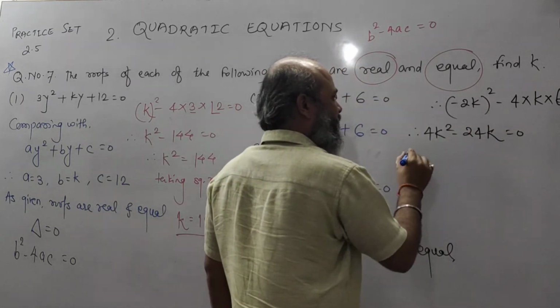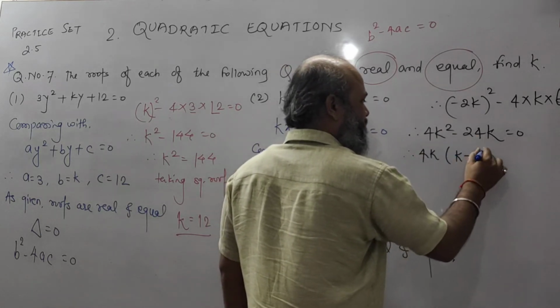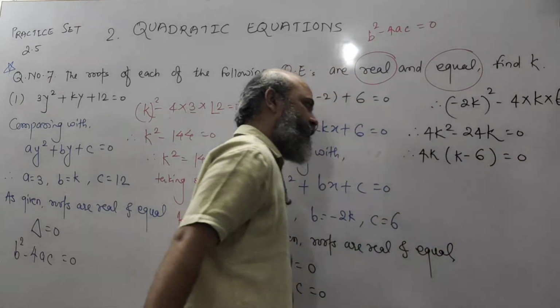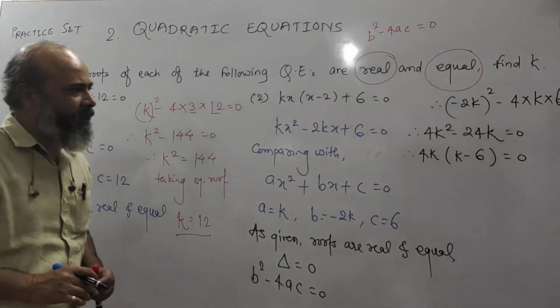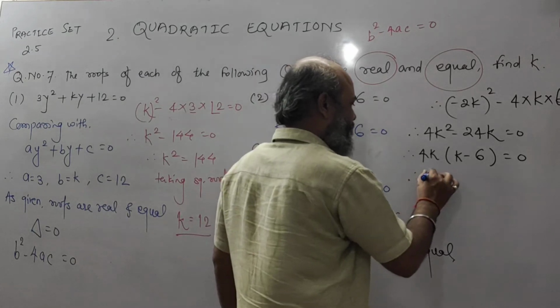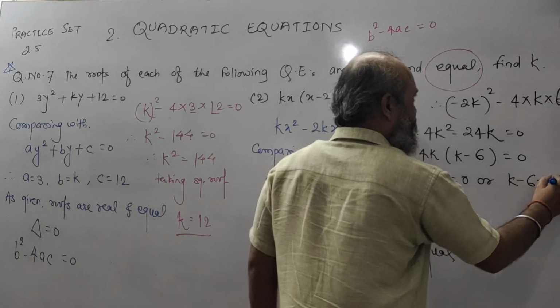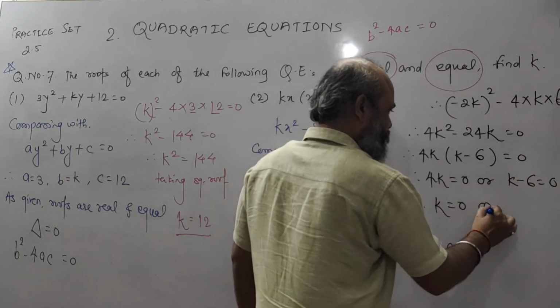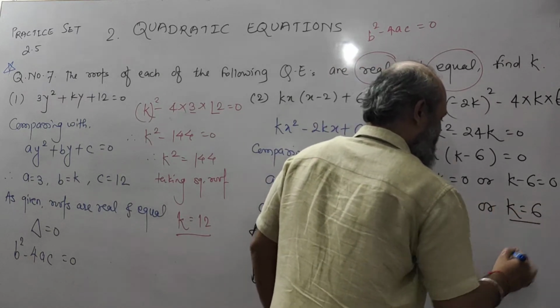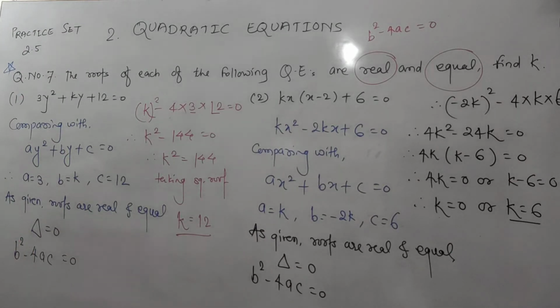So what is common in this? You will take 4k as common. You will get 4k into k minus 6 is equal to 0. Either 4k is equal to 0 or k minus 6 is equal to 0. Therefore k is equal to 0 or k is equal to 6.